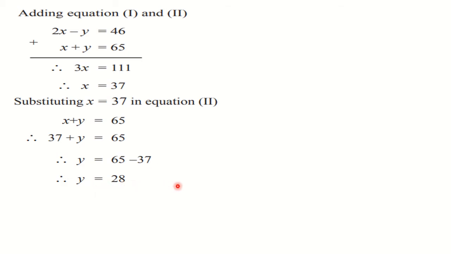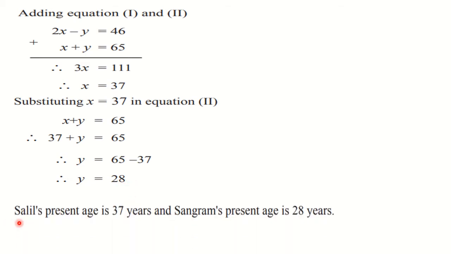In this way we got the values of x and y. But you don't have to stop here. You have to write down the final answer as a statement. Always take the help of the first statement to write down the final answer. Where you have assigned values x and y, you have to replace them by the solution that we have got. So we can write here, therefore Sahil's present age is 37 years and Sangram's present age is 28 years. In this way you are going to solve the problem.